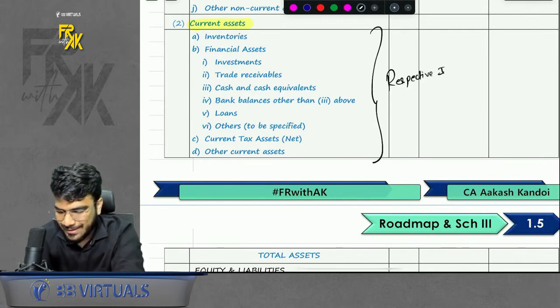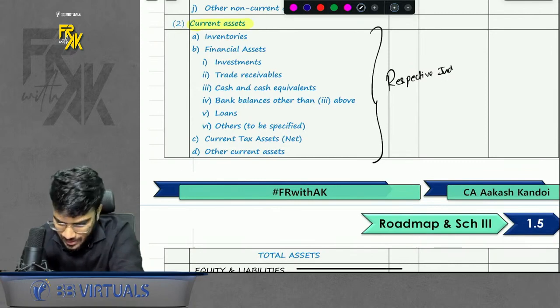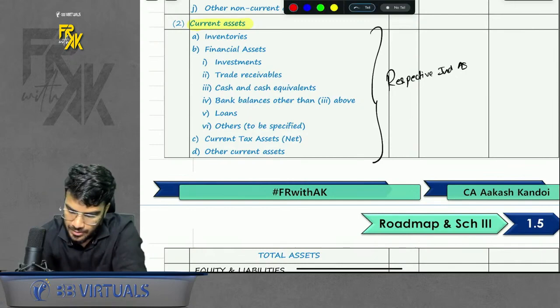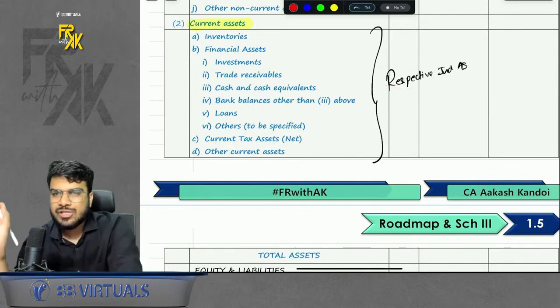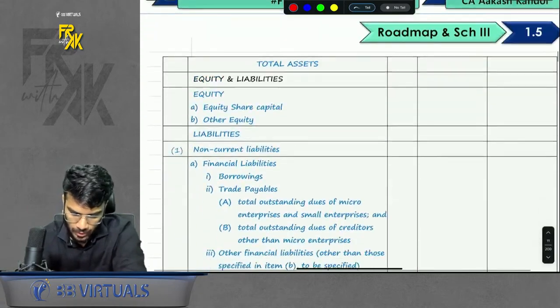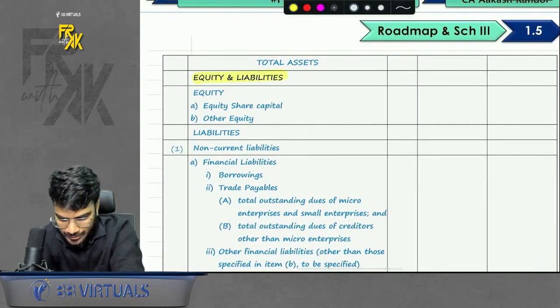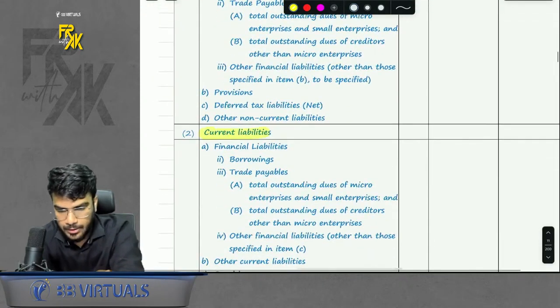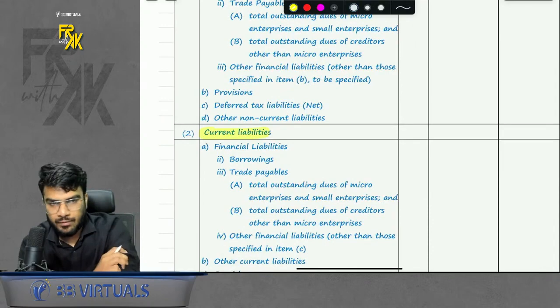We can spend time discussing which IND AS will cover this and that, but that won't make any sense because you don't have the knowledge of name and number as of now. So we will discuss under the respective IND AS. No need to worry about it. You just need to take away the basic format of the balance sheet. Apart from this, you have equity and liabilities. Under equity, you have equity share capital and other equity. Under liabilities, you will have non-current liabilities and current liabilities. I hope this is absolutely clear to everyone.